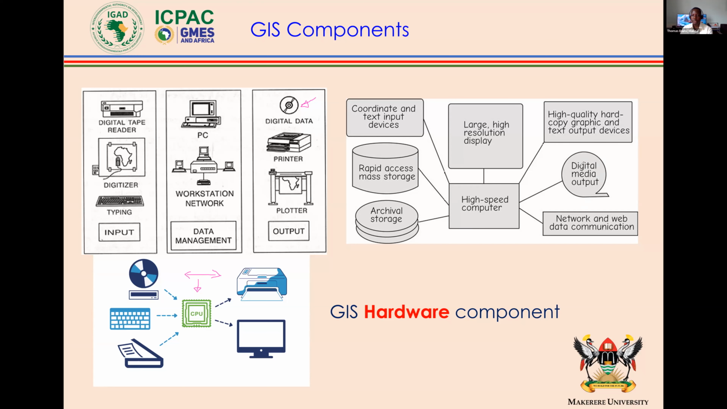The digital media are like the flash, or for example, your floppy disk, for those who still use floppy disks, or you can have a CD. It could be a DVD or CD, all of which are under the digital media outputs and so forth. So these are just the further explanation of what the GIS components include.